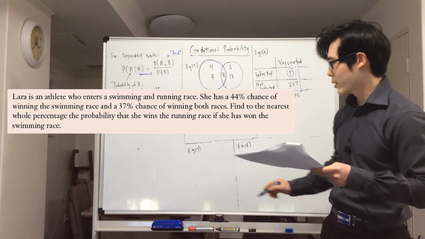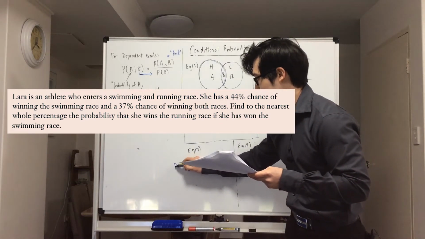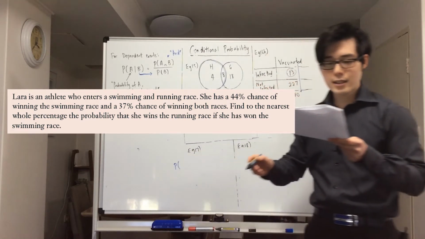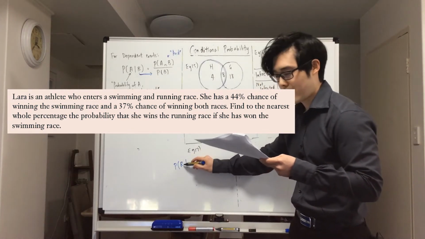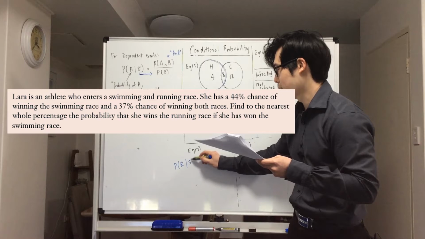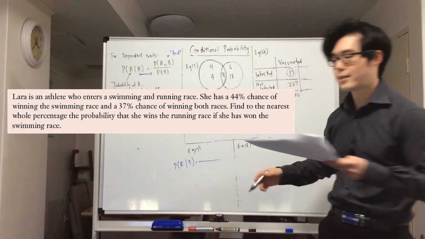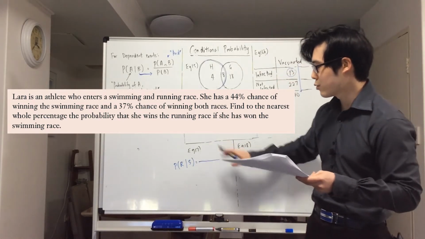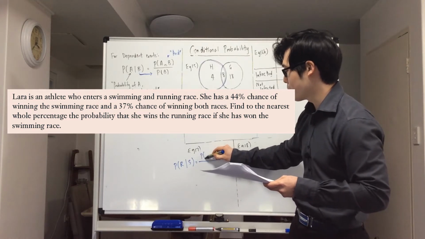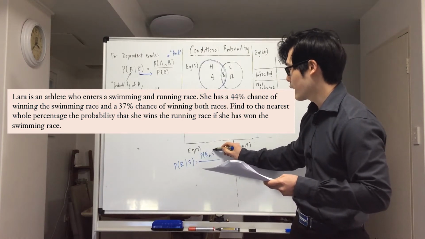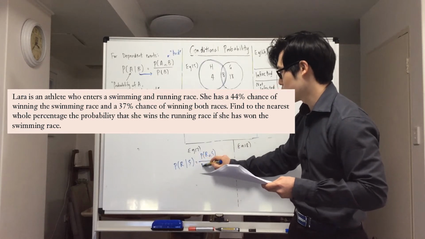Right, in order to do that question, let's always look at the last sentence of the question. It says find the probability that she wins a running race, so R, given she has won the swimming race. So that's how you set the question up. You always look at the last sentence of the question and then write the full formula out. So then the top would be probability of running and swimming over the second letter, which is swimming.